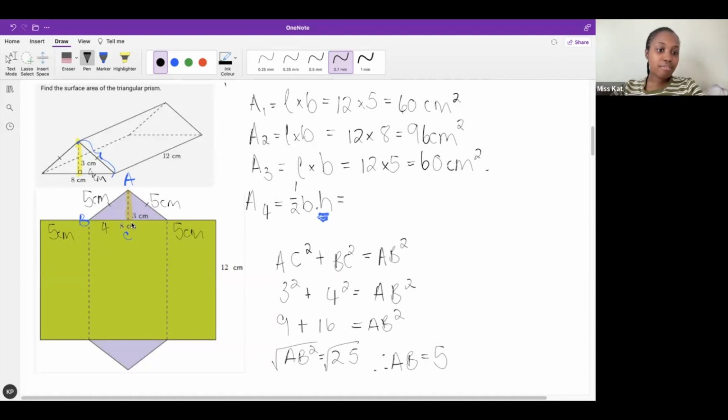And do we have enough information for the triangle? Yes, we do. Half of base times height. How much is my base for this triangle? How much is the base for my triangle? Anyone?